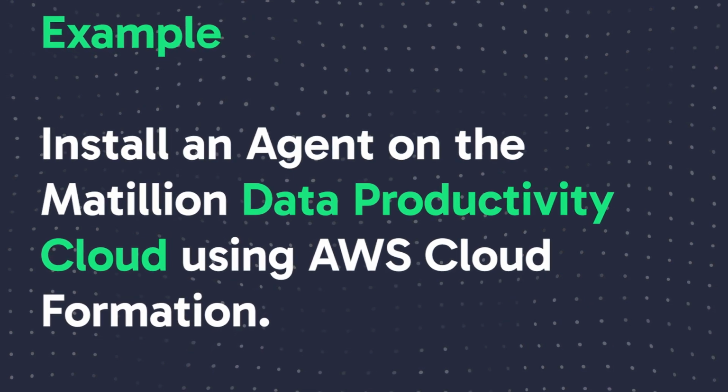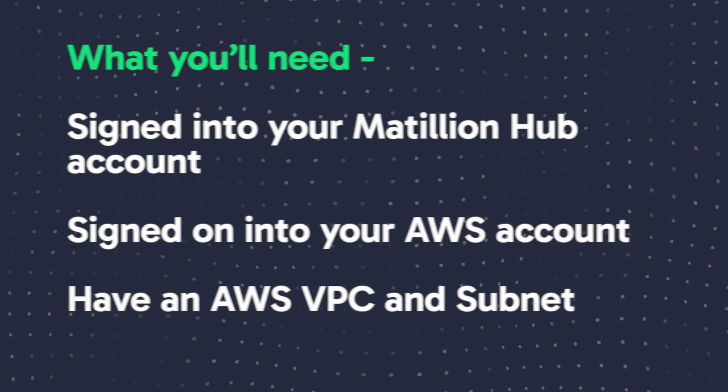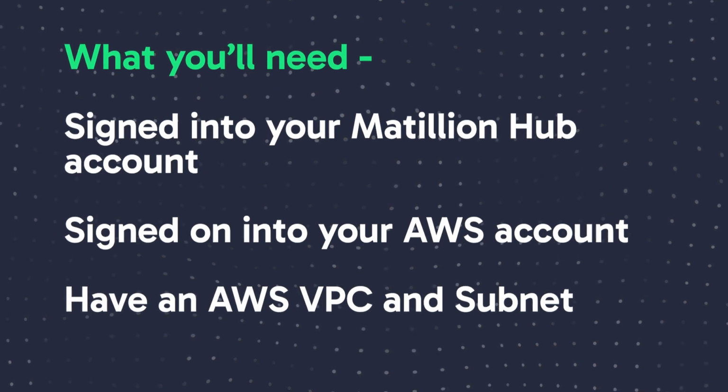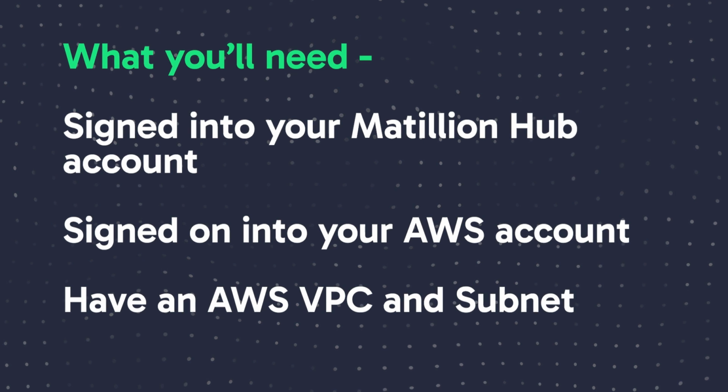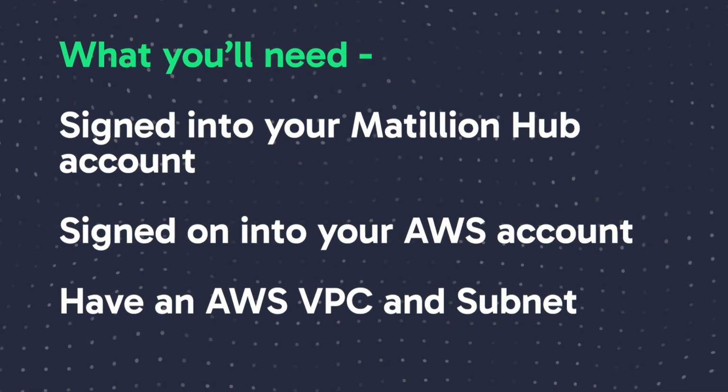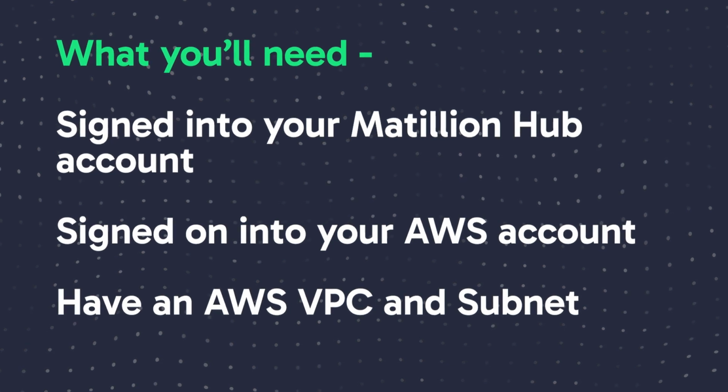Before we begin, there are a few things you'll need to be able to follow the steps in this video. You'll need to be signed into your Matillion Hub account, and you'll also need to be signed into your AWS account. And you'll need to have an AWS VPC and subnet.